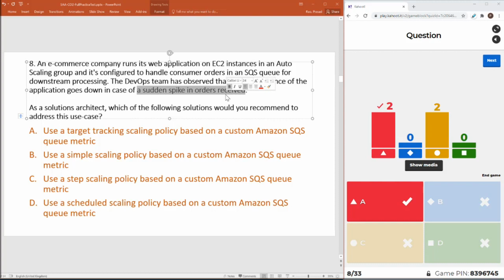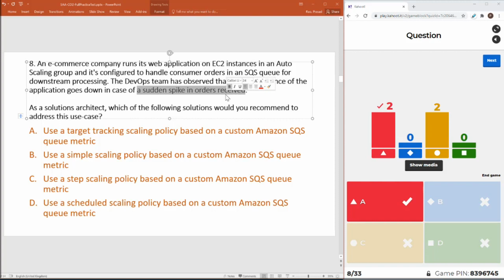As long as we have 5 or 6 messages, we would have just one instance. Let's say it instantly increases to 50. Then the number of EC2 instances we should have is 5. So we need to base it on the target, that is, the target should be the number of messages in the queue.